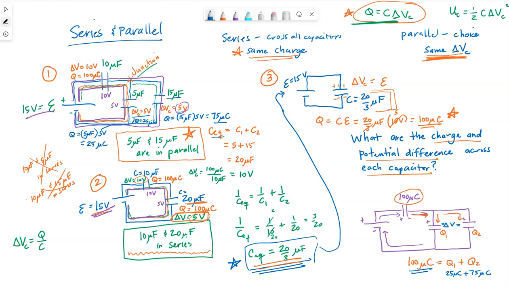So a couple conceptual things along these lines to keep thinking about. Just making sure we're following the path, keeping charge the same, or potential difference the same based off of how our capacitors are connected.